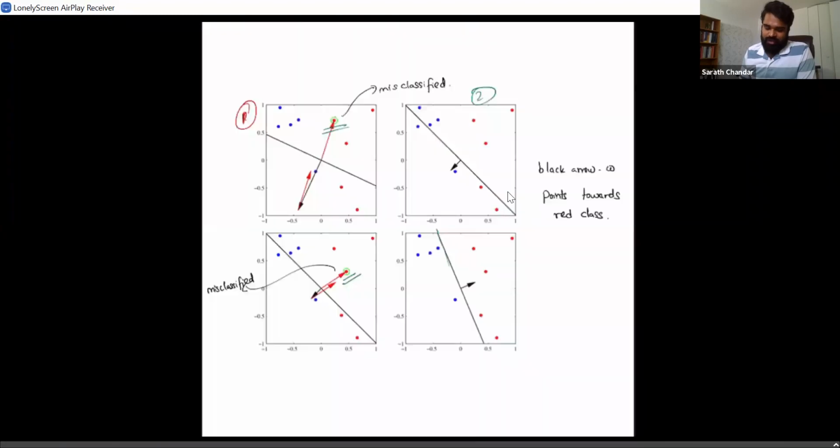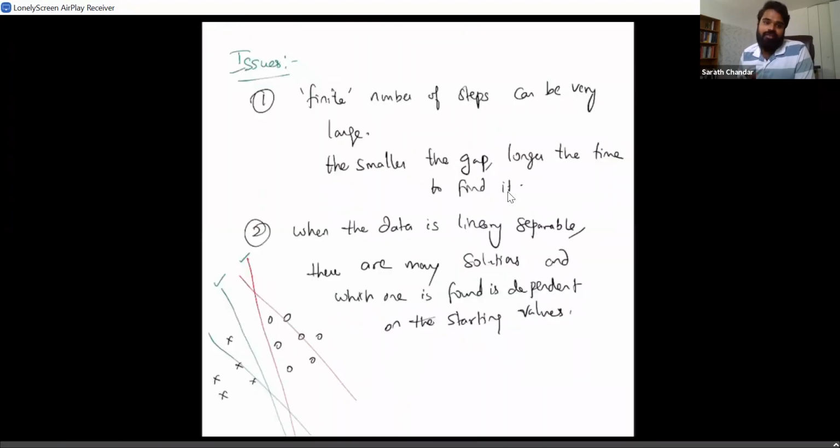I also mentioned that this perceptron algorithm should converge if your data is linearly separable. And then we discussed a bunch of issues with this algorithm. The first issue is if the gap between the two classes is too small, it's going to take more time. That is unavoidable.